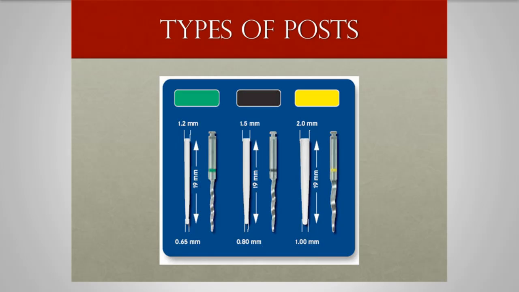But the latest thing are these fiber posts. And they create a lot less stress on the root. We can make them smaller. We don't need as big a diameter in many cases. We also know that they're not going to strengthen the root, but we can bond these in.